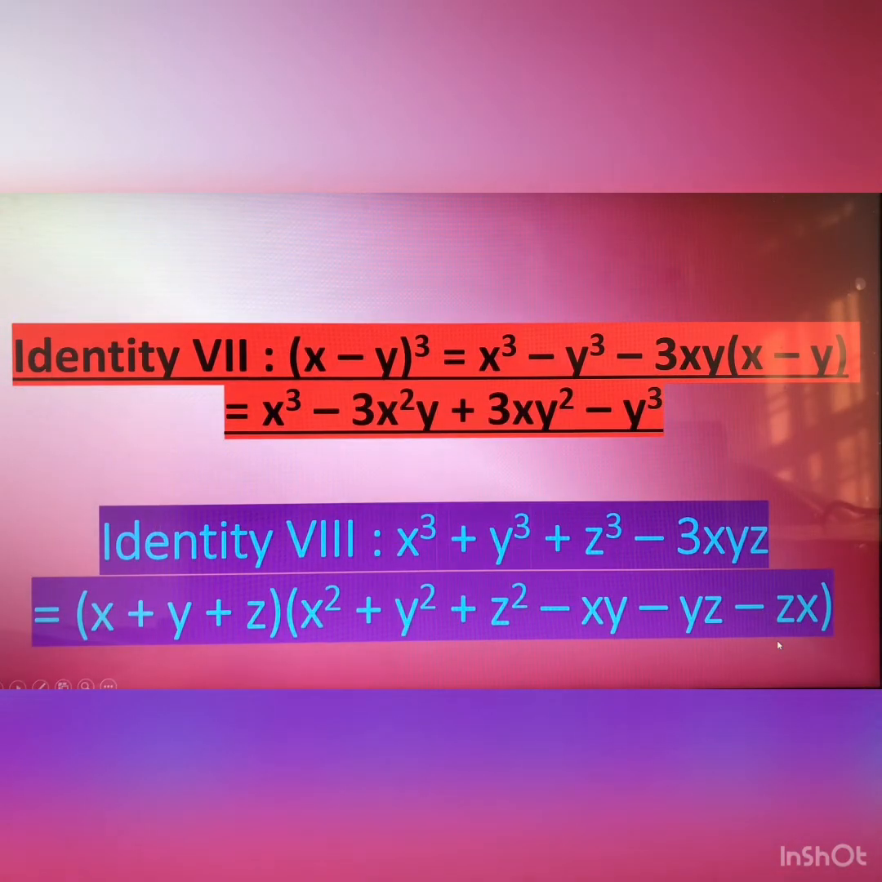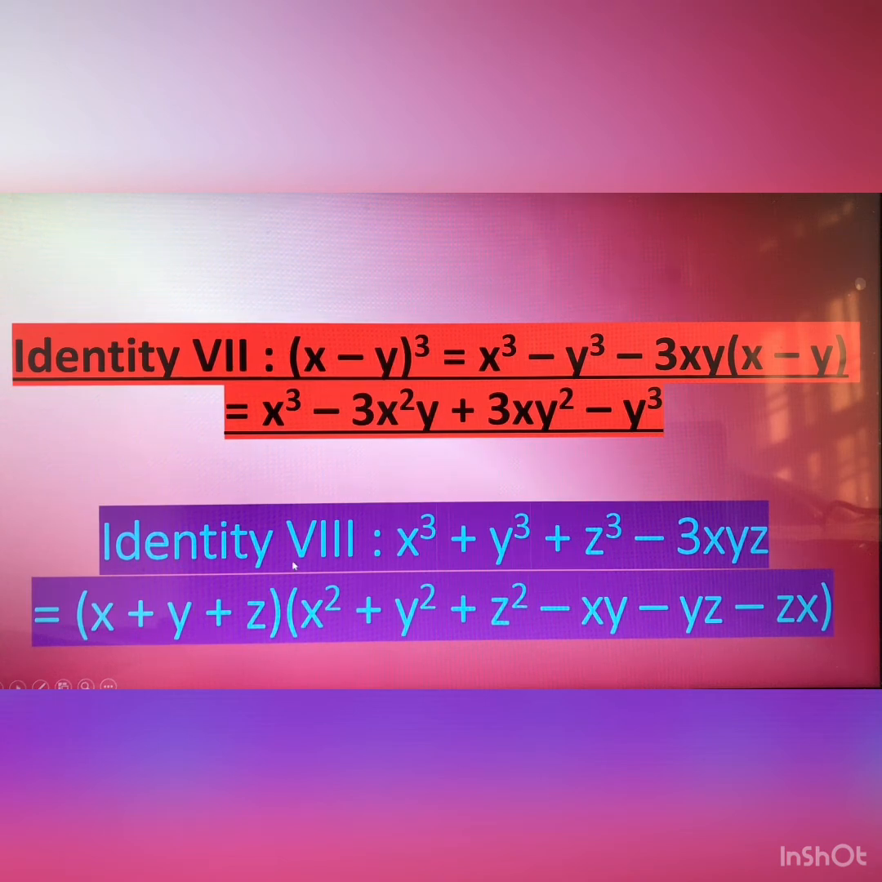Now dear, identity number 7, x minus y whole cube equal to x cube minus y cube minus 3xy under bracket x minus y. And this identity is used in the second form also, that is x cube minus 3x square y plus 3xy square minus y cube. By operating this bracket you will get this form.